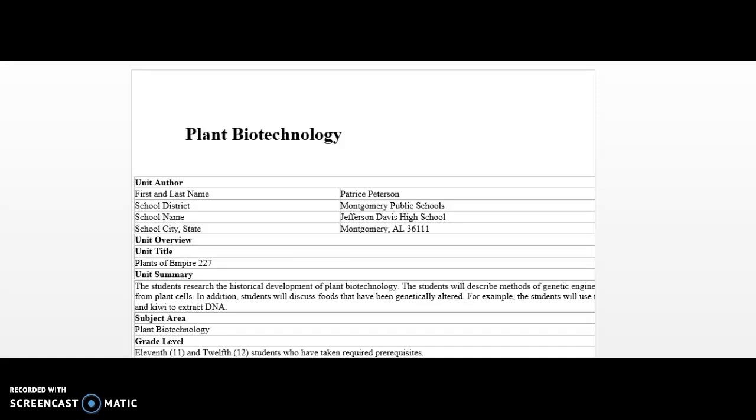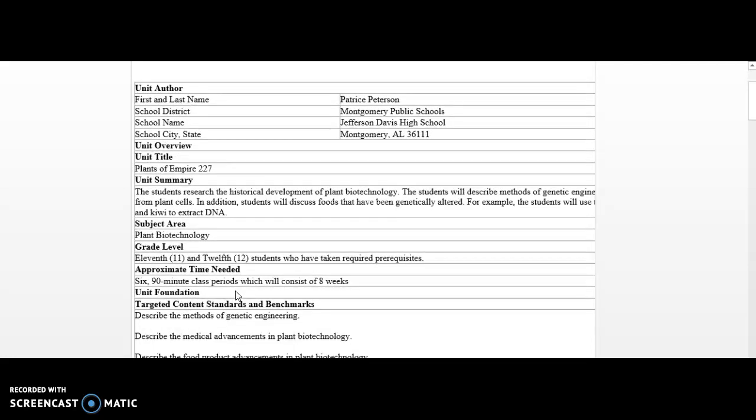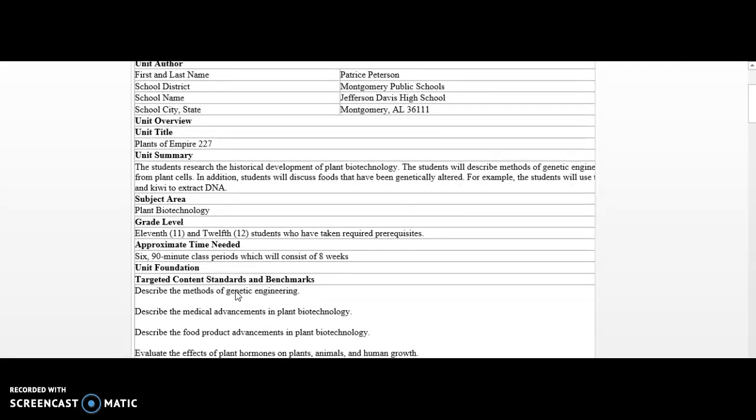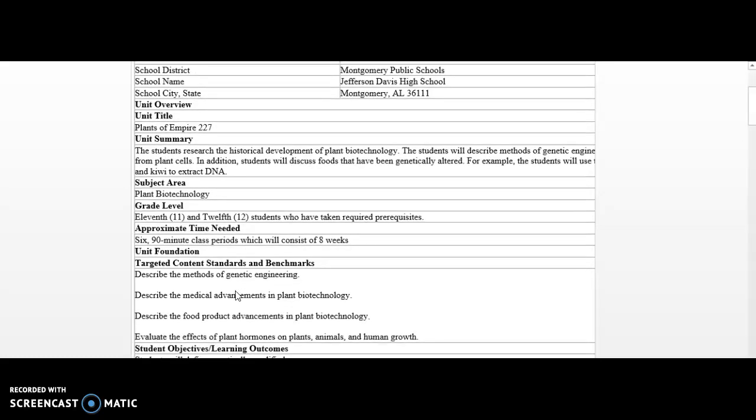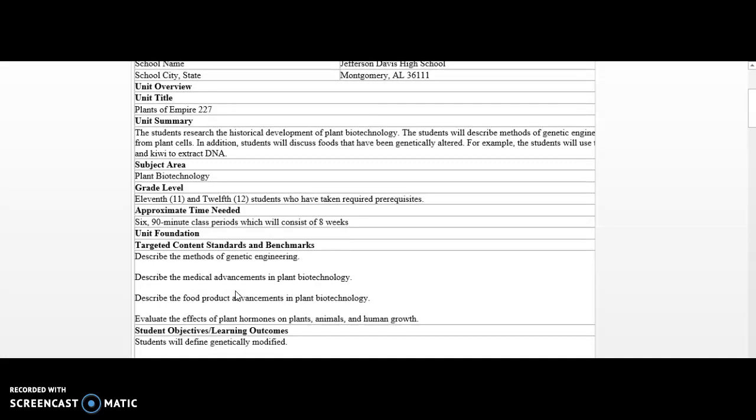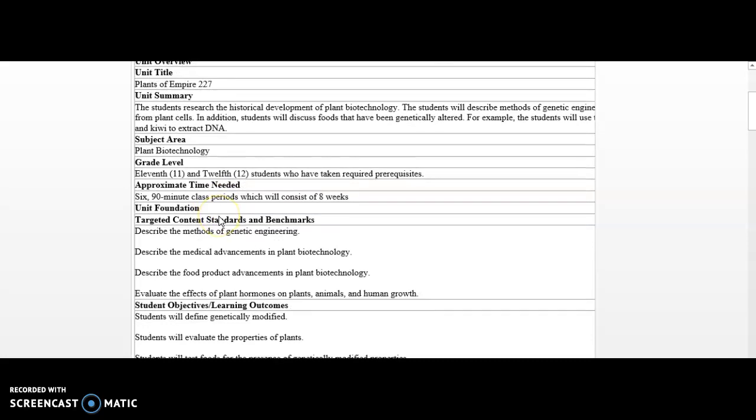ISTE 2C deals with unit plans. My unit plan for plant biotechnology was genetic engineering, where students would research the historical development of plant biotechnology, where it derived from, and then go into genetic engineering, the pros and cons of it, the uses, and eventually their PBL would be how to extract DNA from certain fruits.